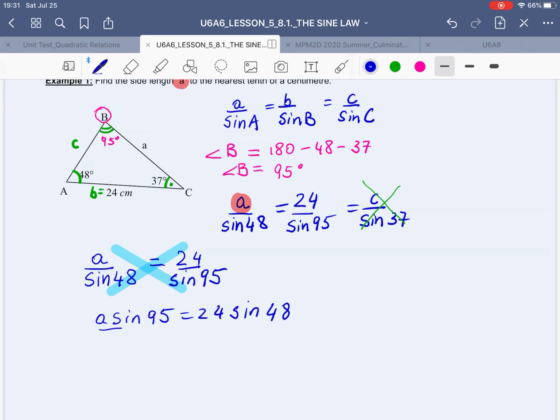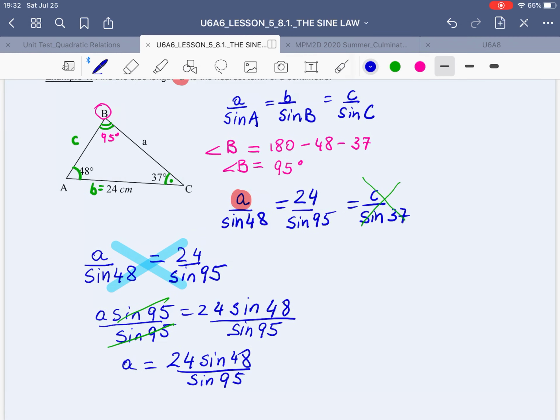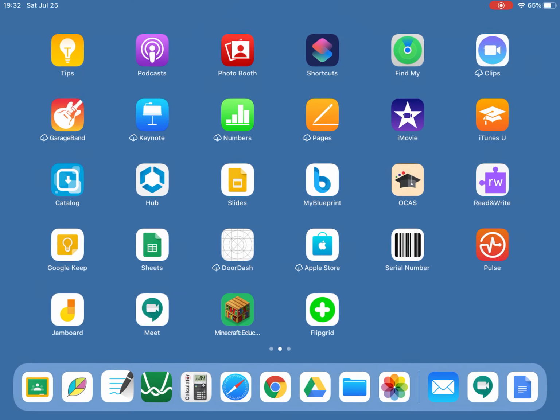Now, we need to isolate A, and A is multiplied by sine 95, which means we must divide by sine 95 on both sides. Here we go. Get rid of sine 95, and we have A equals 24 sine 48 over sine 95. And when I find the answer, I perform the calculations in one step. I do not want to round the numbers sine 48 and sine 95 and substitute and then find the answer, because then I'm going to base my final answer on many rounded numbers, so it would be far from the most accurate answer. So I'm going to go to my calculator and find 24 sine 48 over sine 95.